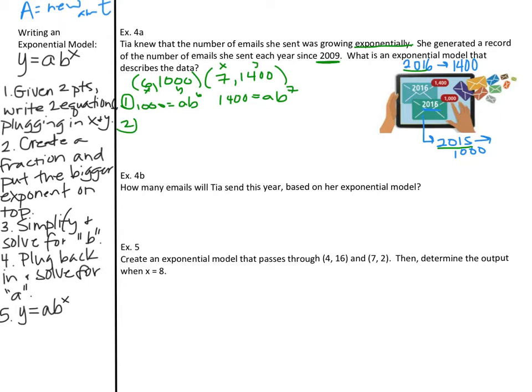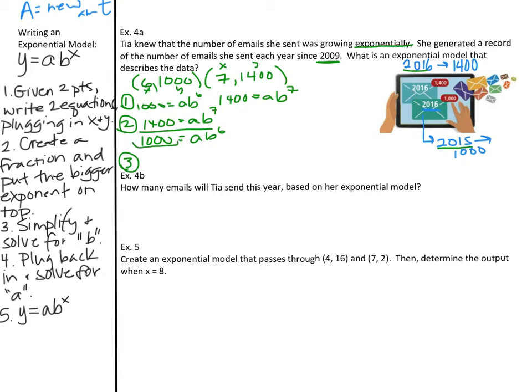Step 2, we use those equations and we create what's called a fraction. And we want the biggest exponent equation in the top part of that fraction. So that would be our second equation. We're going to write 1,400 equals a times b to the 7th, divided by 1,000 equals a b to the 6th. That's step 2.